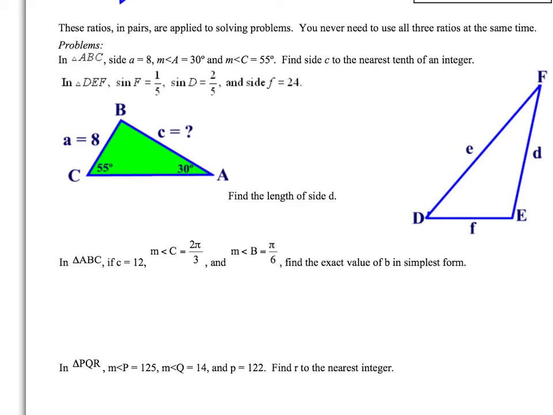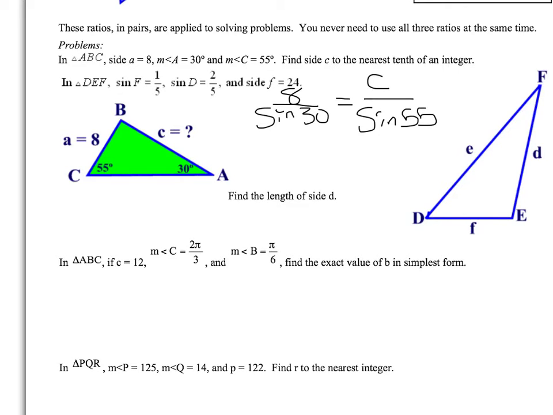So for the green triangle, you should notice this problem talks about two sides and two angles. So I know I would use law of sines. The setup for law of sines, I don't care about the formula too much. I just need to use the side and the angle across from it equal to the side and the sine of the angle across from it. So this particular setup will be 8 over sine 30 equals side C over sine 55.